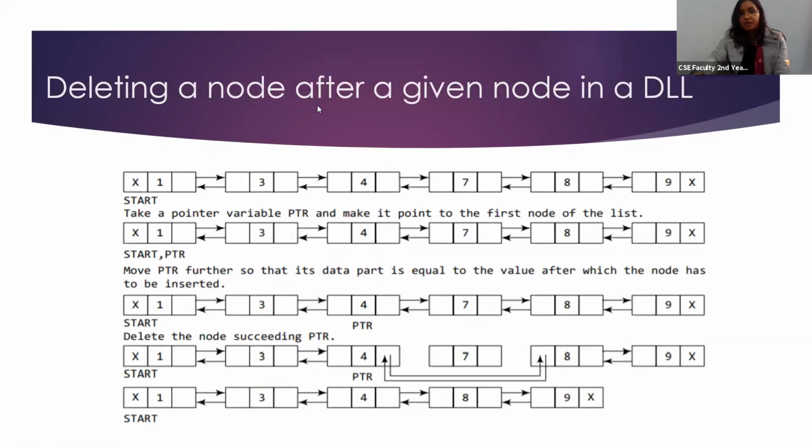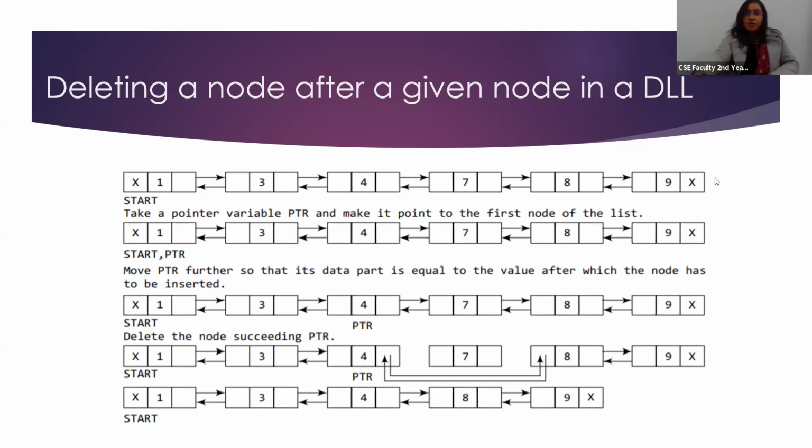Next, deleting a node after a given node in a doubly linked list. Same way, it is very, very similar to the singly linked list. I suggest when you study singly linked list, you study doubly linked list also, because circular linked list is a little different, because there you don't have null at the end. So there you have to write accordingly, because instead of null, you will have the address of the first node. So singly linked list and doubly linked list you study together, and then you study circular linked list. It will be easier to remember the pseudocode.